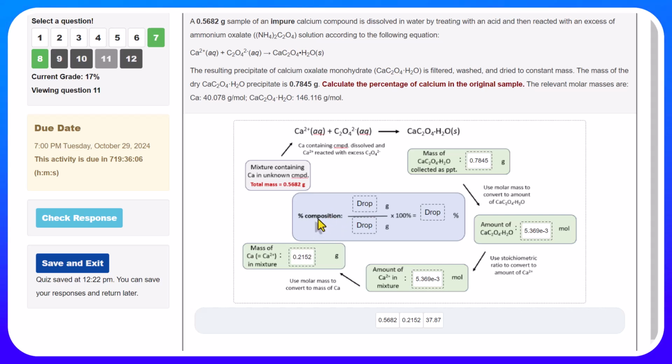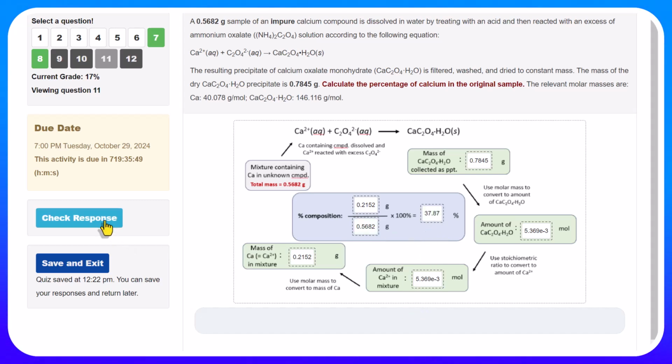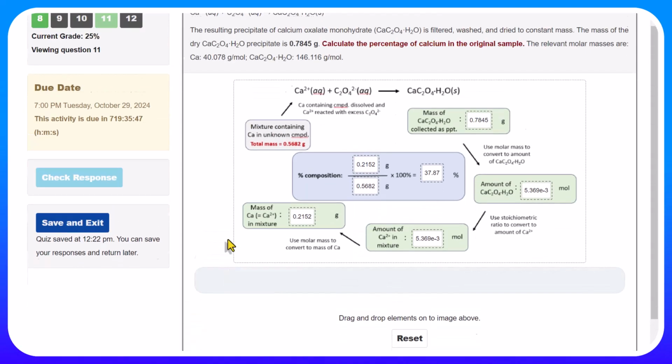Now, in terms of calculating the percent composition, down here in the denominator, I put the total mass of my impure sample. Here in the numerator, I put the mass of calcium that's present. And then, of course, I calculate the percentage. So that's it right here. And I check my response, and with some luck, I've got this right.